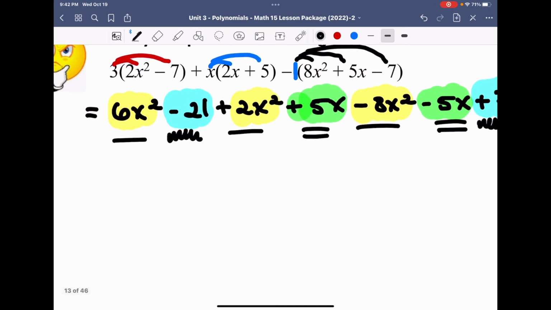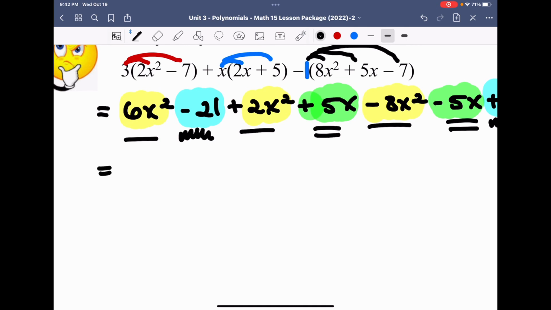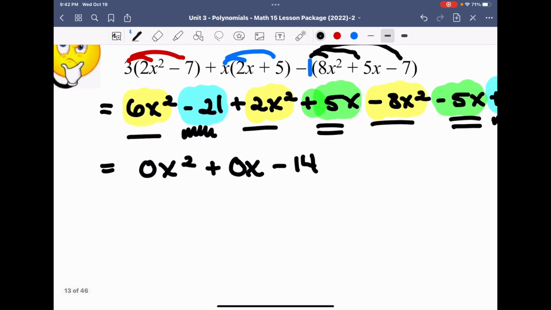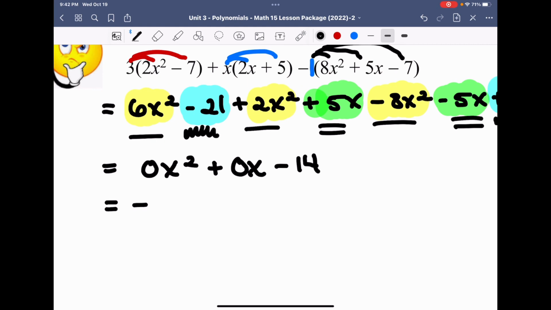Now, all my ones with the yellow or the single line underneath them, I have 6x squared plus 2x squared minus 8x squared. That's positive 8x squared minus 8x squared. That's actually 0x squareds. I then move on to my green, or my double underlined x terms, 5x minus 5x, that's plus 0x's. And then finally, I go to my constants, or the blue terms. -21 plus 7 is -14. Now, the nice piece about this is I know my 0 terms are going to go away, and this leaves me with just -14. So you should get an answer of -14 here.